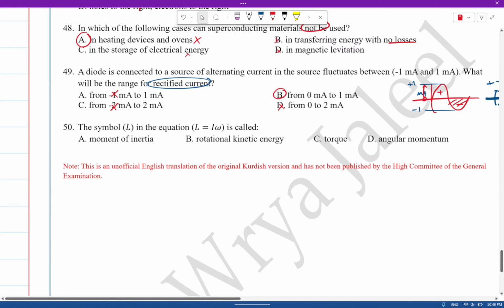The last question that we have says, the symbol L in the equation, L equal to I times angular speed, where I is the moment of inertia, is equal to what? Is it the moment of inertia? No, because moment of inertia is I. Is it the rotational kinetic energy? No. Is it the torque? No. If these are not that, of course, is it the angular momentum? Yes. So, of course, we can say that is option D.